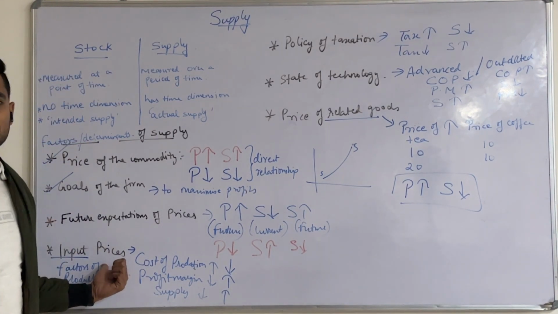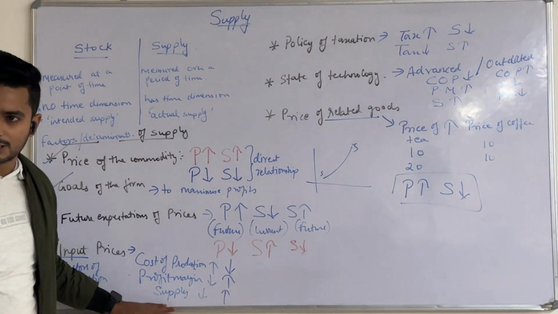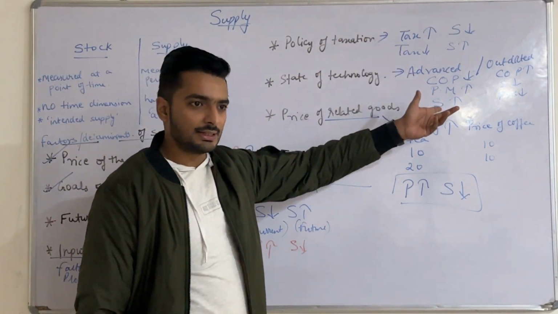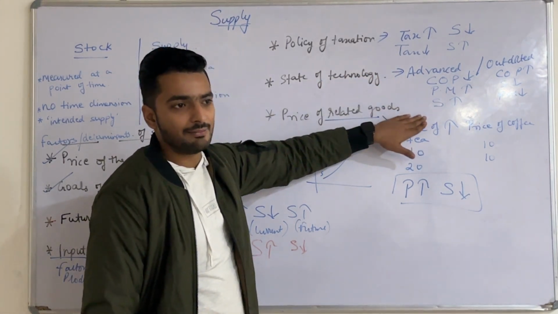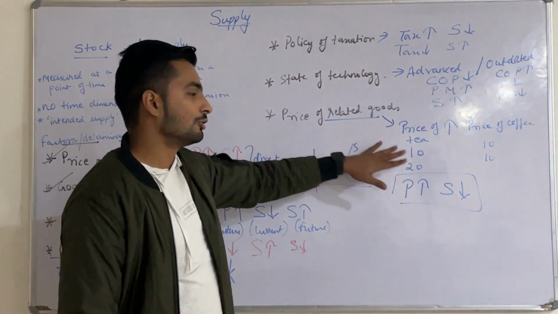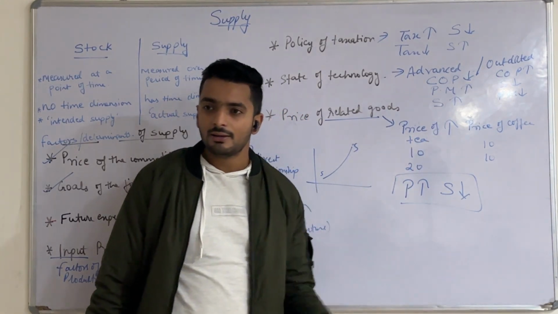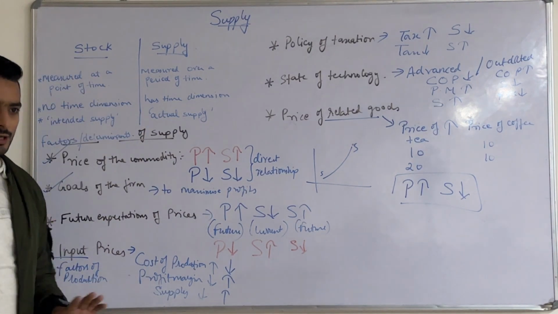Input prices, that is cost of production. If cost of production increases, profit margin will decrease and result in a decrease in supply. Taxation: tax increases, supply decreases. Technology: if they are using advanced technology, the supply will increase. And related goods, like substitutes: if the price of tea increases, the supply of coffee will decrease. So these are the factors affecting stock and supply. Understood? Any doubt?